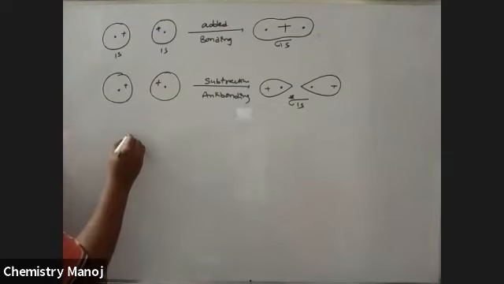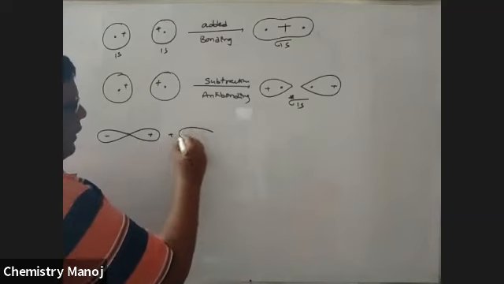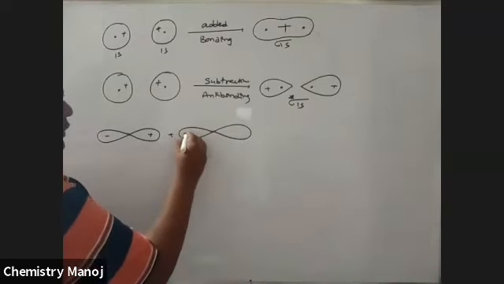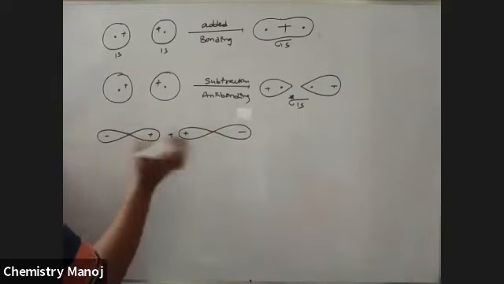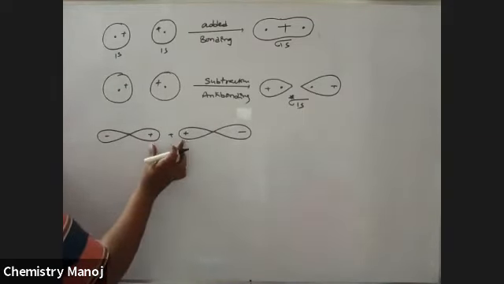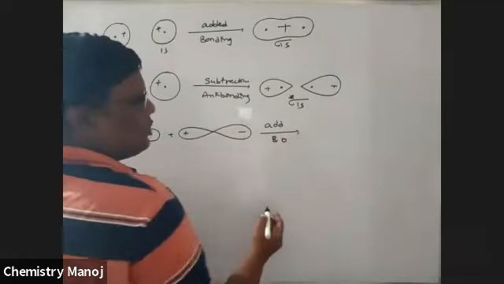Next, p orbitals. If p orbitals are involved in bonding, see here, p orbitals have two lobes. One is a positive lobe, another one is a negative lobe. This one combines with another p orbital. Positive lobes are going to be added. Now addition takes place, which gives bonding orbitals. So how is it?